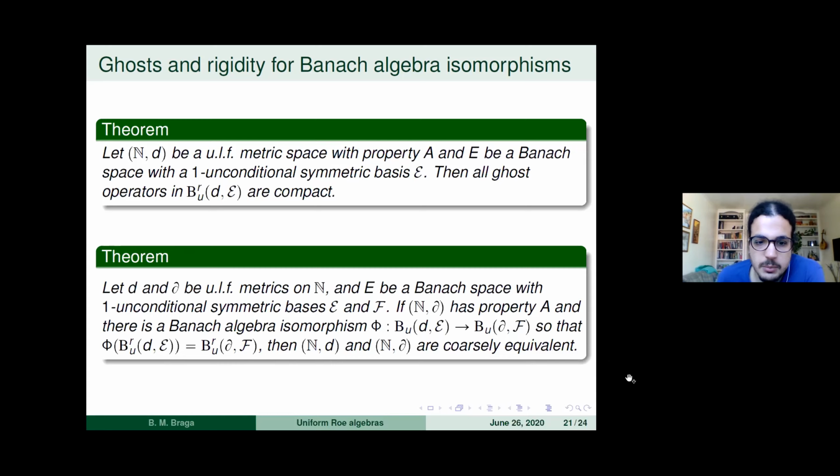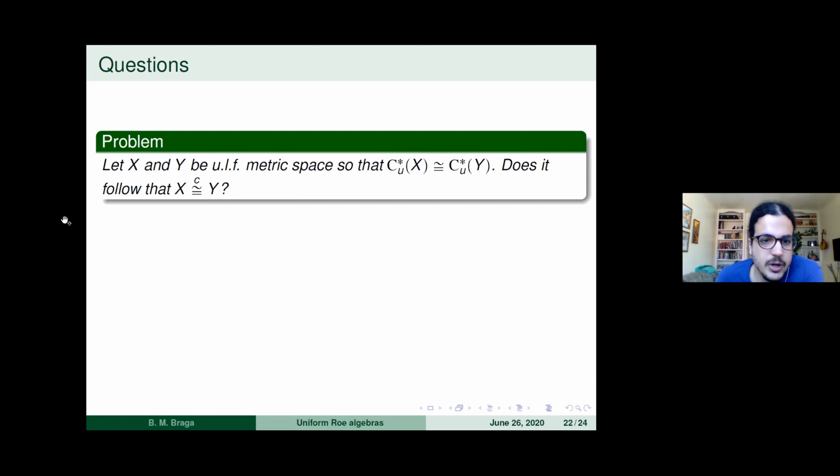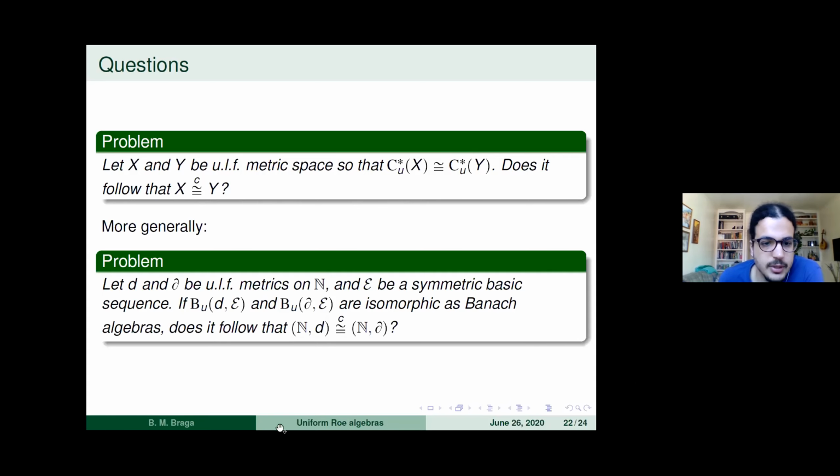And now let me just mention some questions. First, the main question to me, at least the question I am more interested in, is just full rigidity. Do we have full rigidity in the L2 case? This is wide open. Now, more generally, if you're looking at the Banach space case, let's say you have just a Banach space with a symmetric basis and you have an isomorphism as a Banach algebra, do we have this? I don't have a counterexample for that.